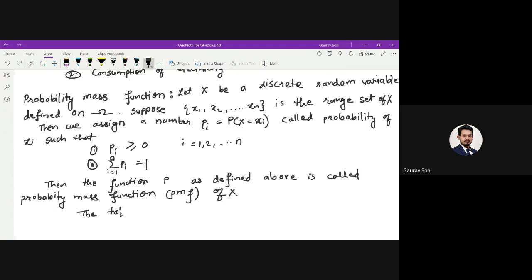The table containing values of x along with the probabilities is called the probability distribution.